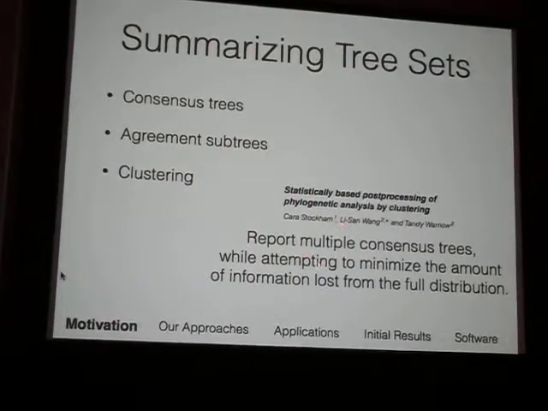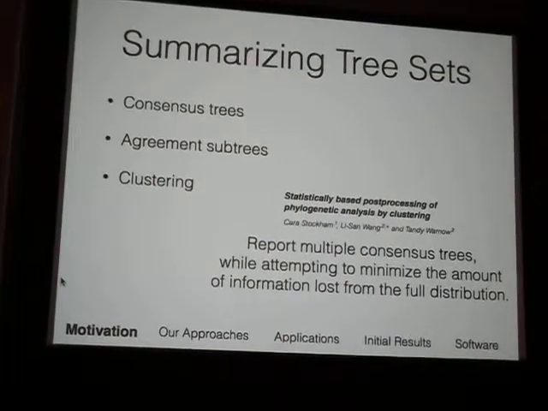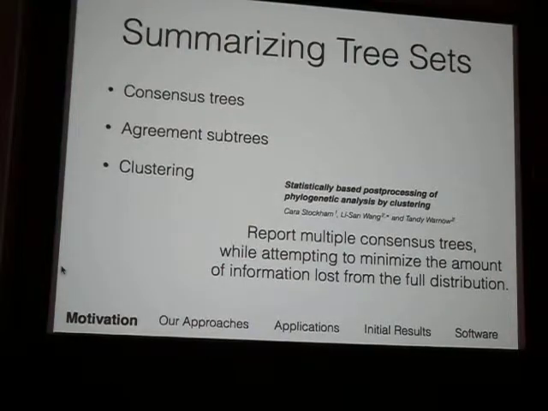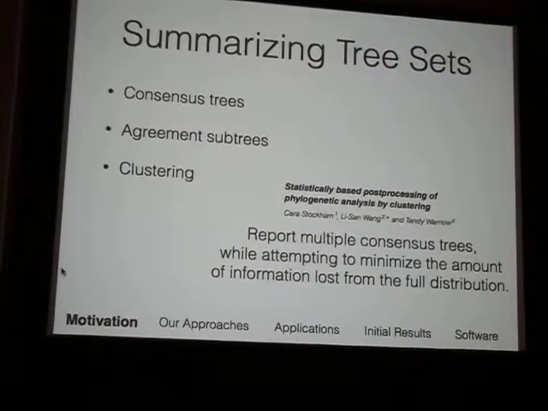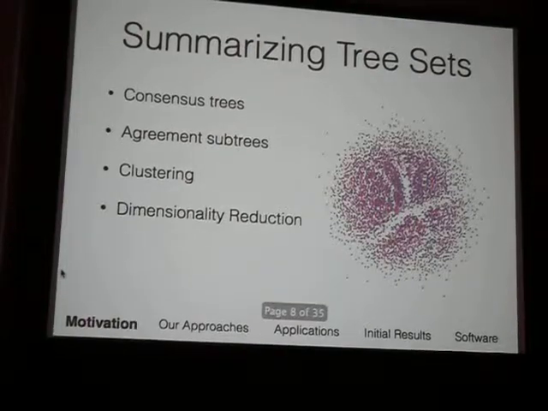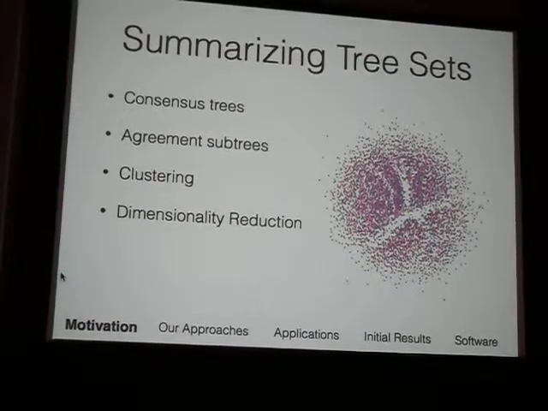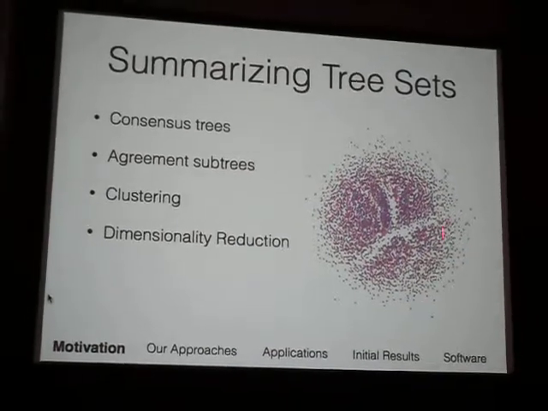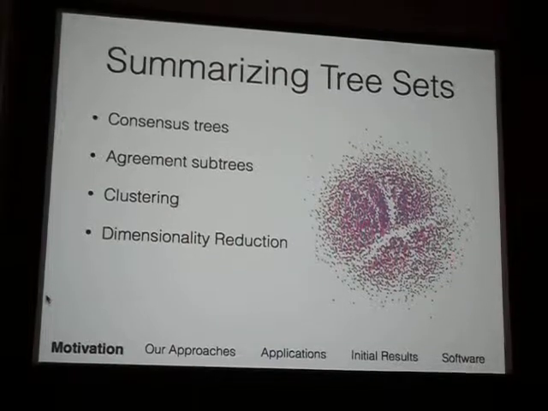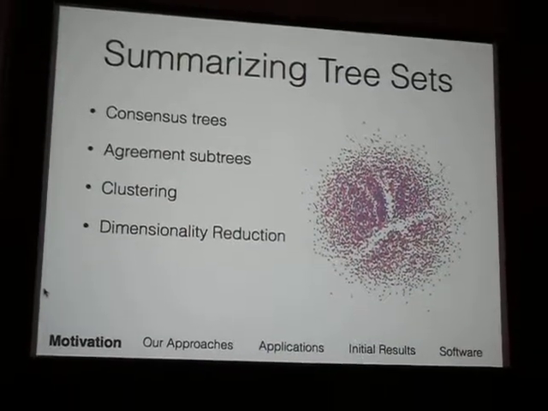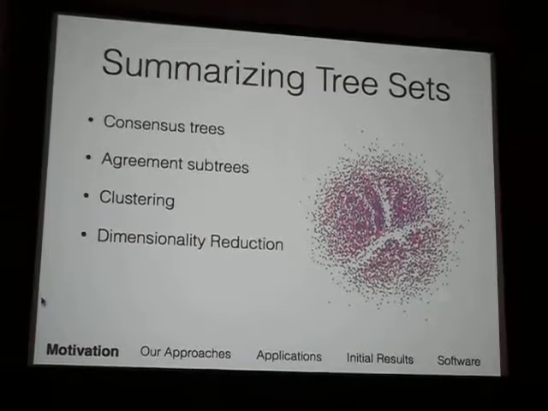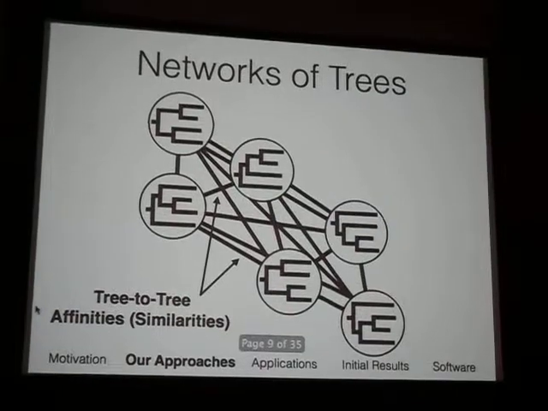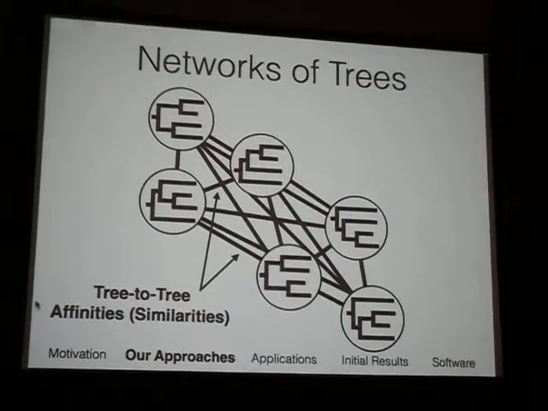In this approach, we report multiple consensus trees, but we cluster the trees that go into each of those consensus trees to minimize the amount of information lost in the full distribution, while still representing the variation in that tree set. There are also approaches primarily to visualization involving dimensionality reduction. So we take highly dimensional tree space, and we project it into 2 or maybe 3 dimensions. This was proposed, I think, first by Hillis et al. in 2005. This provides a nice sort of visual summary of the tree space that we're looking at. So our approaches extend and complement, I think, these approaches in a lot of ways.